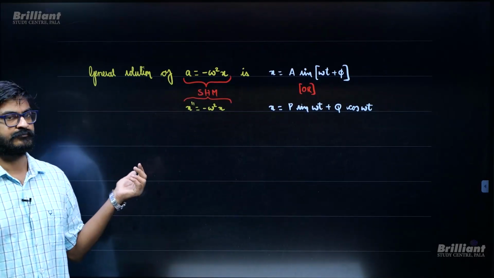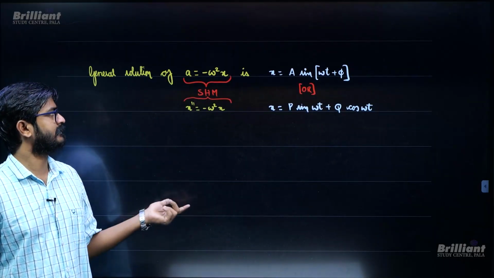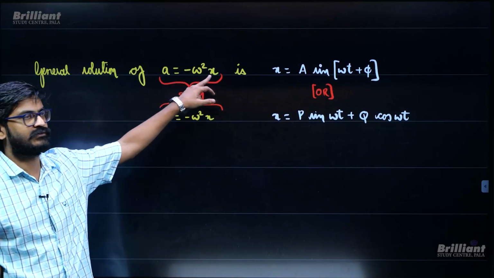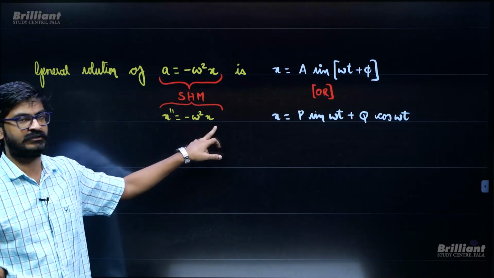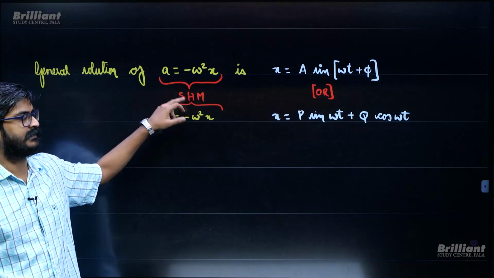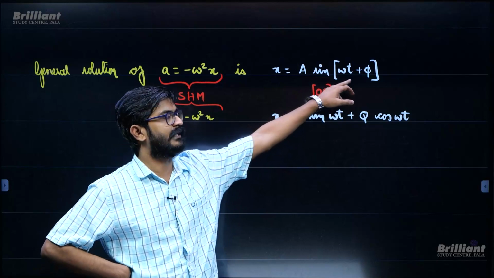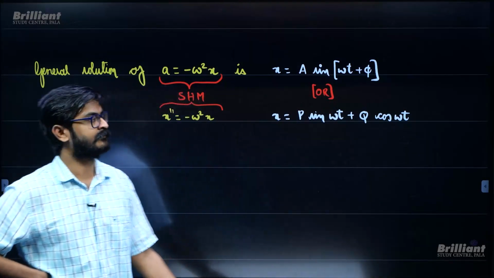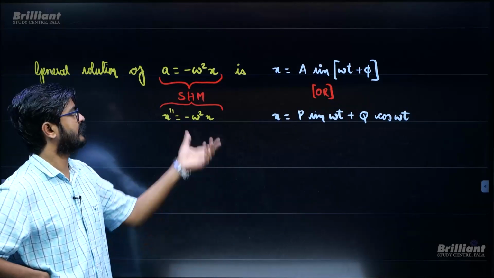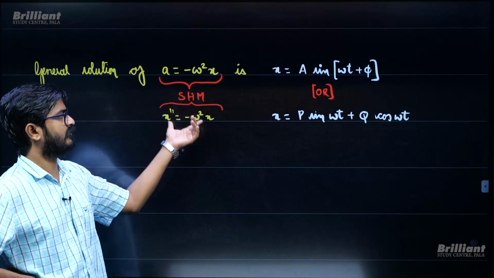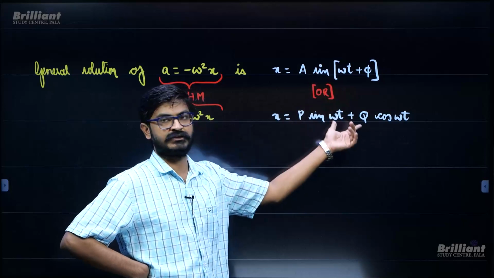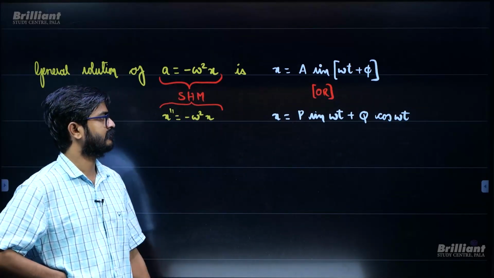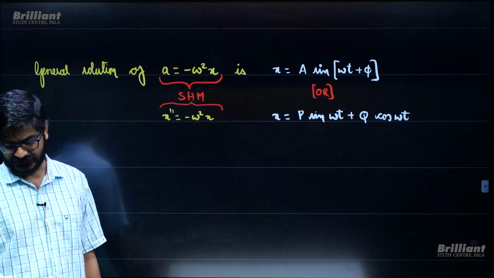So in SHM, I'll be going with SHM now. You need to understand whenever there is an equation like this, a equals to minus omega square x, or x double dash equals to minus omega square x, that form is SHM form. Then the general solution is going to be x equals to a sin(omega t plus phi), or you can write the same thing as p sin omega t plus q cos omega t. Most of the questions you need to convert into this form, and if this is the general solution, the time period is 2 pi by omega. Sinusoidal time period is 2 pi by omega. So that's the very important thing in SHM.